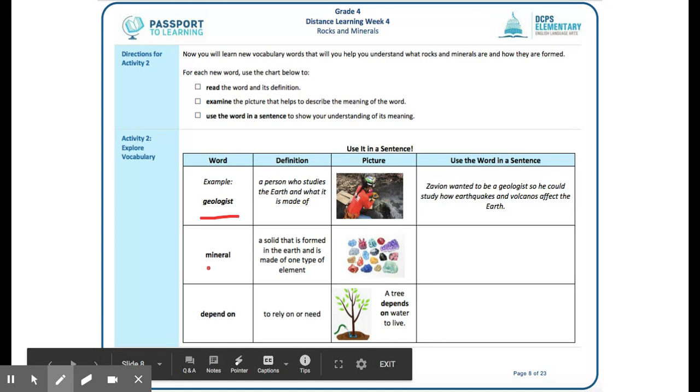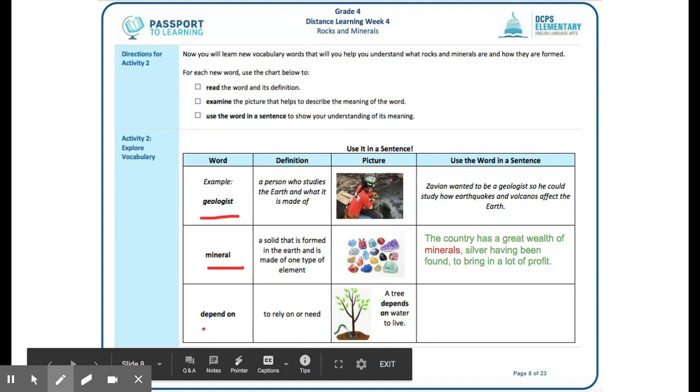For example, Xavier wanted to be a geologist so he could study how earthquakes and volcanoes affect the earth. Our second vocab word is mineral. A mineral is a solid that is formed in the earth and is made up of one type of element. Here are some pictures of some possible minerals. An example might be, the country has a great wealth of minerals, silver having been found to bring in a lot of profit. In this case, silver is a type of mineral.